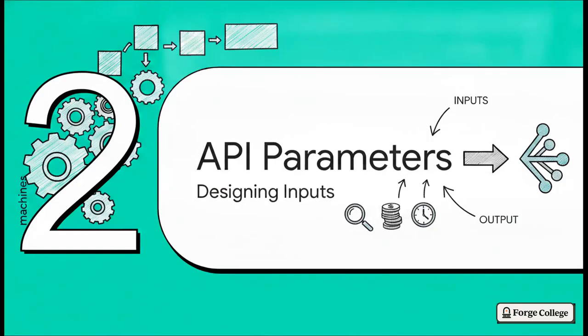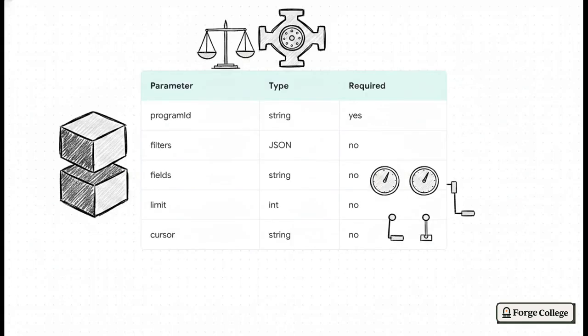Moving right along to section 2, designing your API parameters. Take a look at our parameter contract here. Notice that program ID, which is the string identifying the smart contract program whose accounts we want to query, is actually the only required key. The others, filters, fields, limit, and cursor, they're all completely optional. Think of them as the dials and levers that fine-tune our engine.